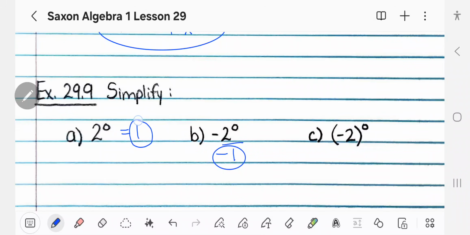Here you've got a +1. Here you've got a -1. Let's look at this one. It is in parentheses. So the whole thing is being raised to the 0. So the whole thing is equal to 1.